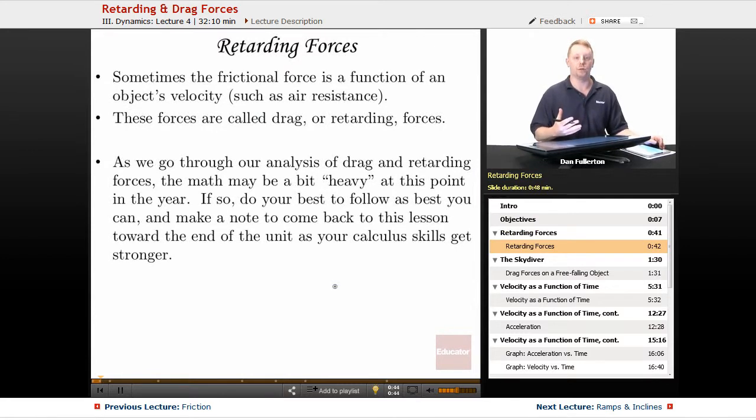Sometimes the frictional force is a function of how fast an object is going, its velocity, and air resistance is a great example of this. These forces are called drag or retarding forces.